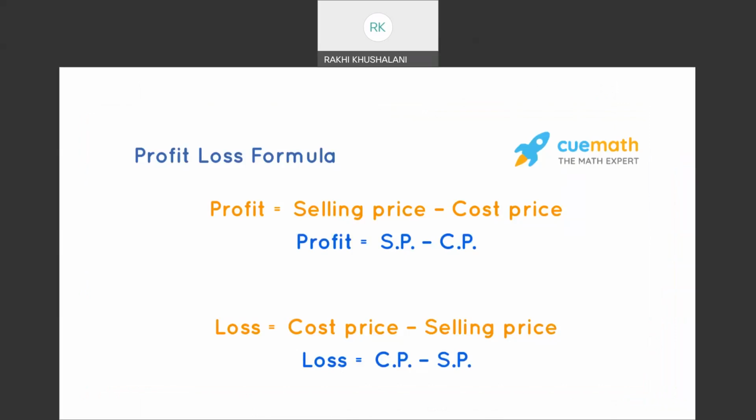And I learned one more parameter: loss is equal to cost price minus the selling price. Can you see the difference here? Selling price came here, cost price came first, that is, cost price minus the selling price, because the selling price became smaller. So that's why these elements change. This is profit, this is loss. Okay.